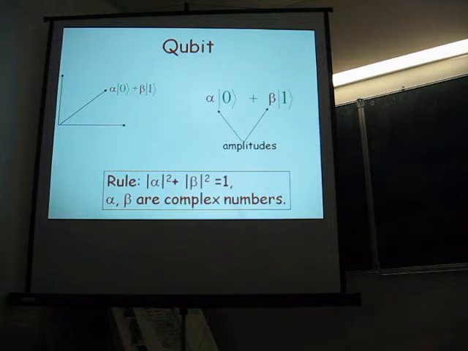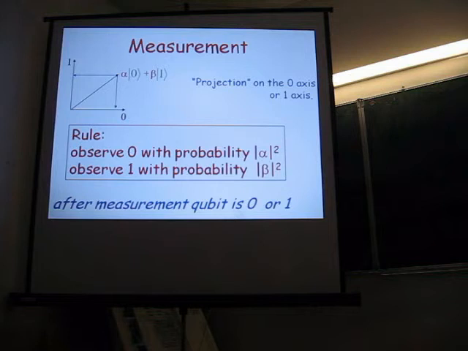The second postulate of quantum mechanics is what physicists call measurement. When you have a qubit, you want to be able to look at it, to measure it. It would be nice if you would actually get this alpha and beta, but unfortunately nature is not that nice. If you measure a qubit, you will see either a 0 or a 1, just like a classical bit.